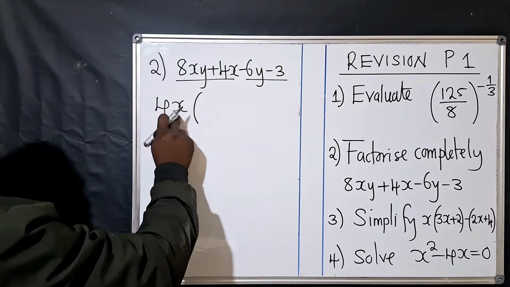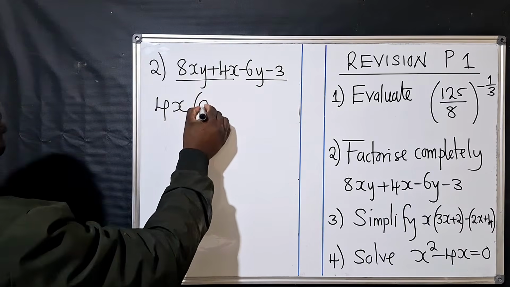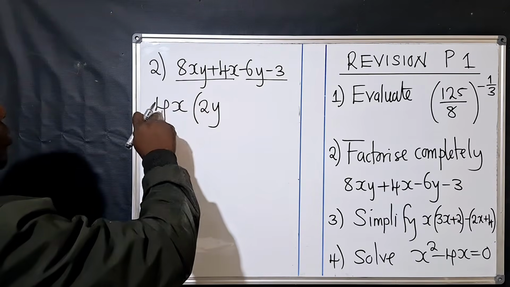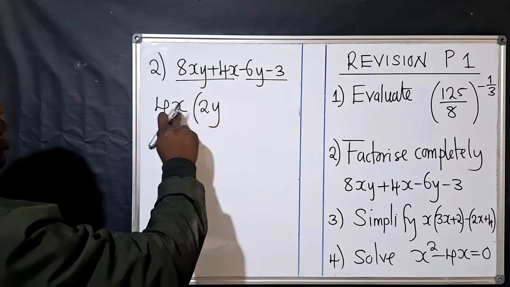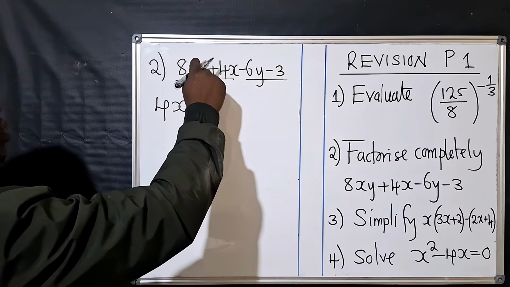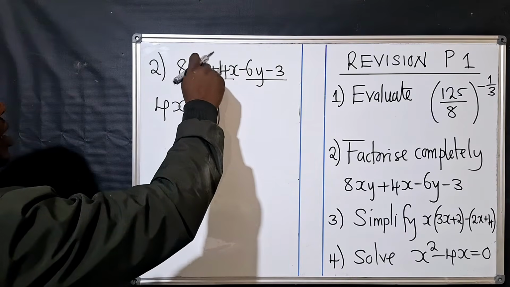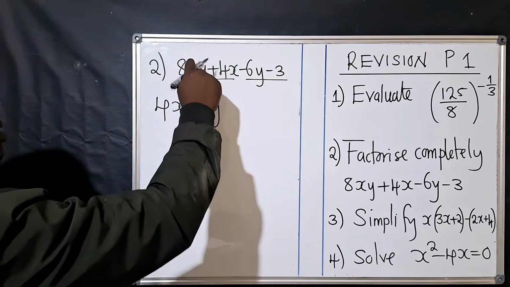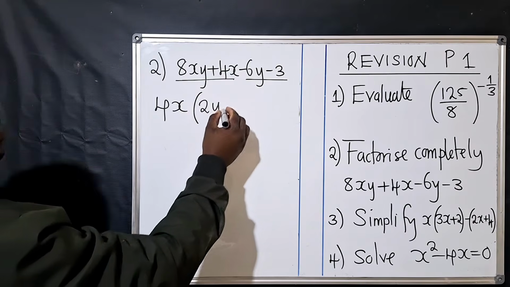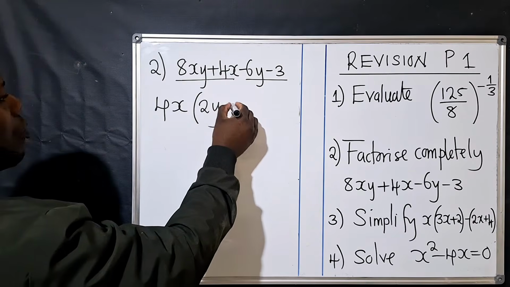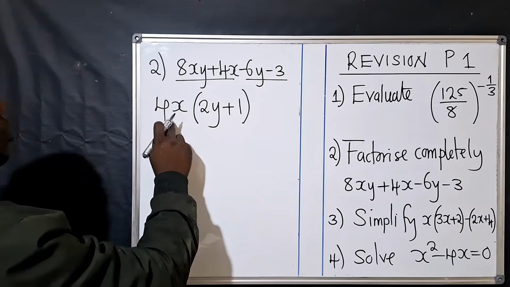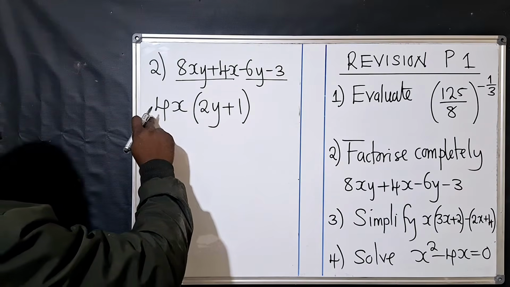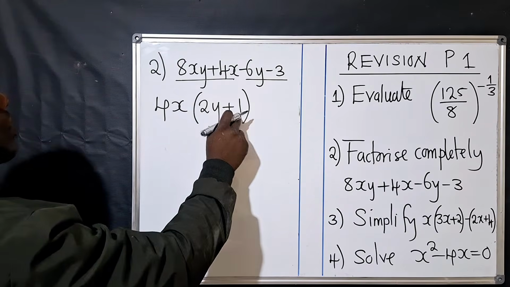So we shall say 4x into 8xy, it will give us a 2y. Because 4 into 8, it's a 2. X into x, it's a 1. This y is not affecting anything, or it's not divisible by anything, so we shall just write it down here. And then we say plus a 1. So this one is coming about as a result of dividing 4x into 4x. It's giving us a 1.